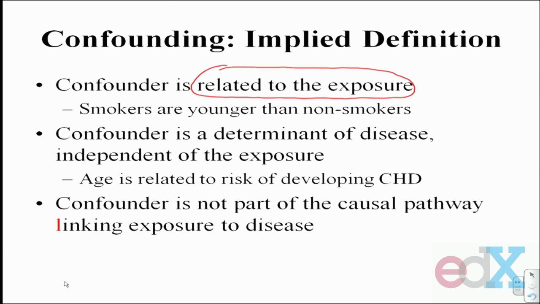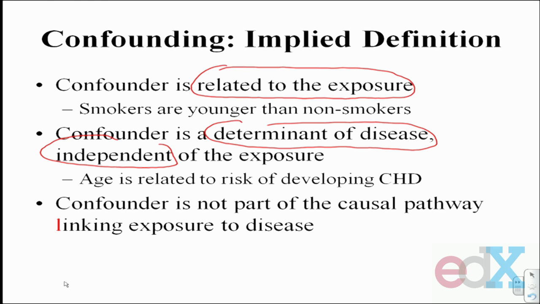In addition to that, age has to be related to the outcome. Age has to be an independent determinant of disease, meaning regardless of your smoking status, age has to bring with it some relationship to your outcome. Older age increases the risk of heart disease, whether you're a smoker or a non-smoker. It could be the reason we see more prevalence of heart disease among the non-smokers because they're older.